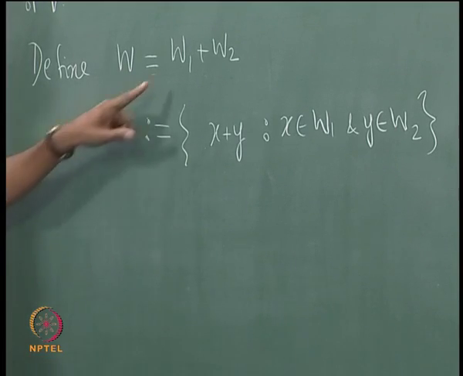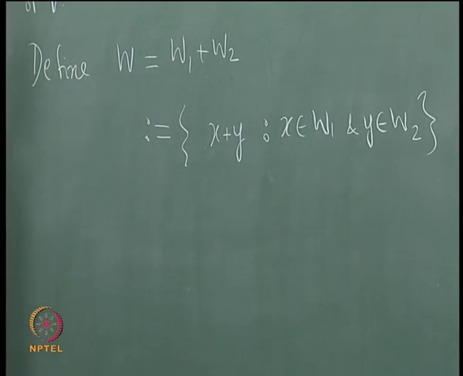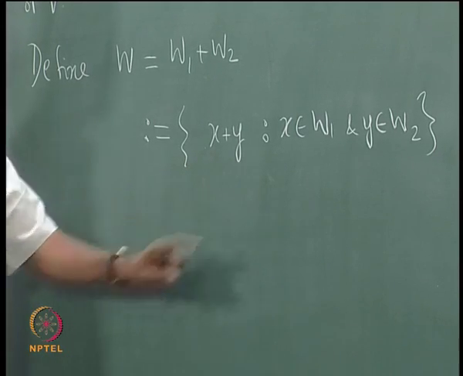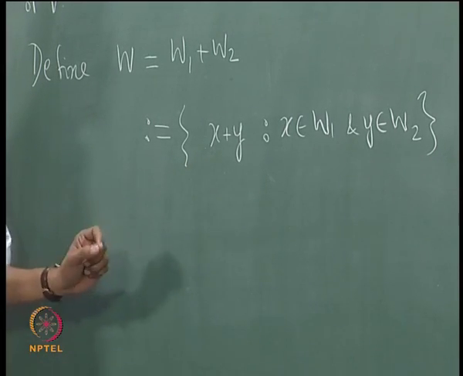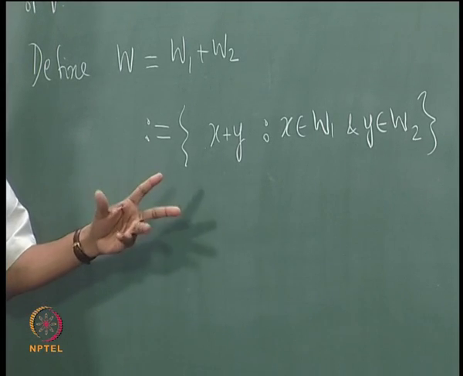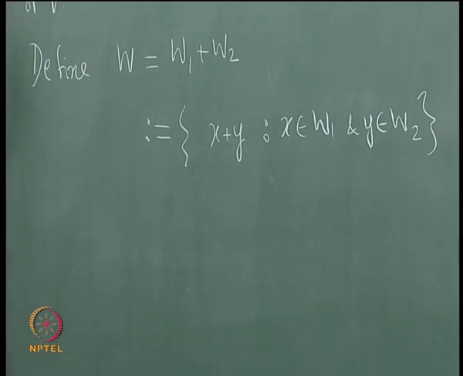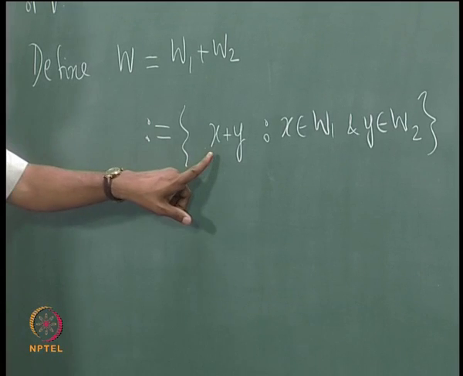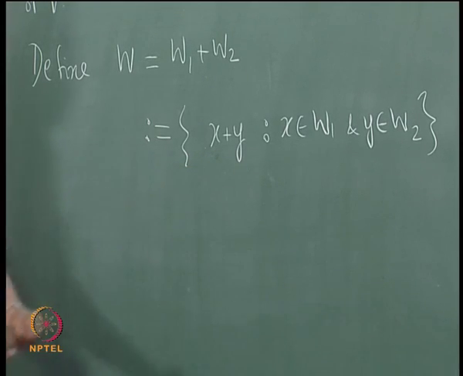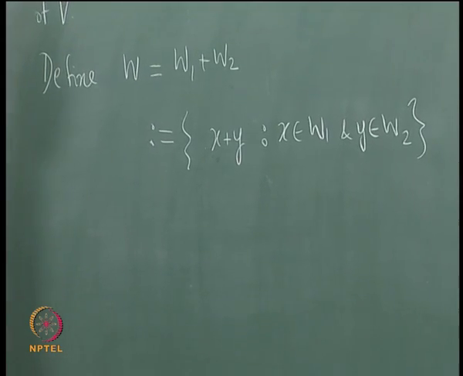The notation is W1 plus W2, I am calling that W. This is a collection of all x plus y, where x comes from W1, y comes from W2. Now, the collection of all x plus y or y plus x doesn't matter because addition is commutative. But let's stick to this notation. The first one will come from W1, the second comes from W2. Then this is a subspace of V.